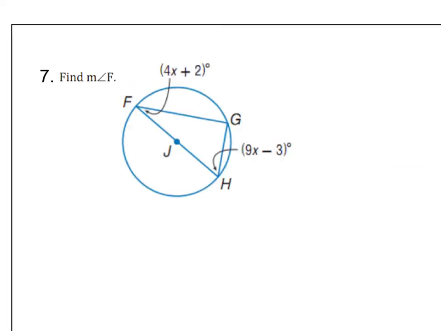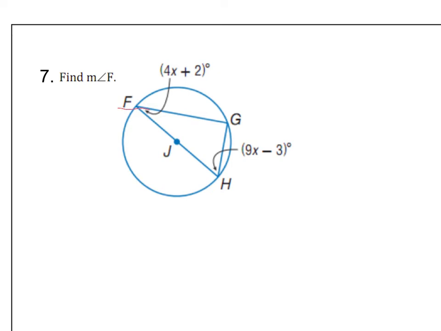Number 7, find the measure of angle F. Well, if you notice, angle F opens up to this arc over here, so it should be half of that arc. The problem is we don't know anything about that arc, so that's not really going to help us in this case. But what I do notice is angle G.